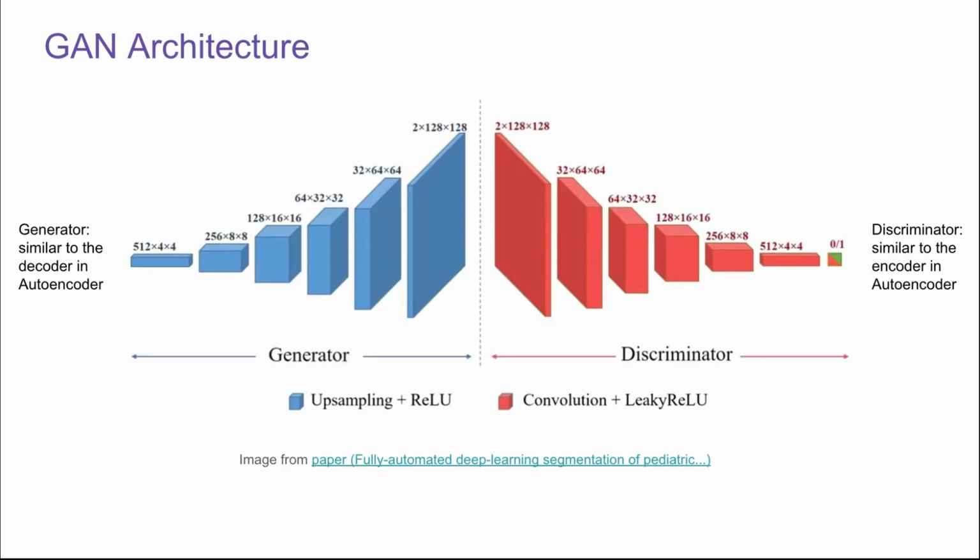For now, let's move to the architecture. So this is the GAN architecture. We have the generator, and we have the discriminator. The generator is similar to the decoder in an autoencoder. The discriminator is similar to the encoder in an autoencoder. It has upsampling, and it has downsampling, which is really convolutional.